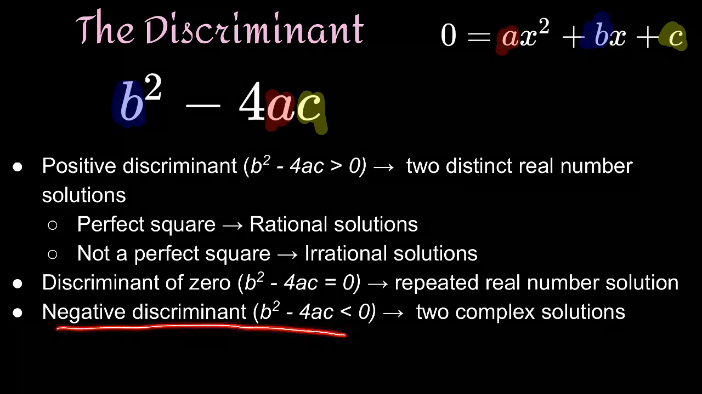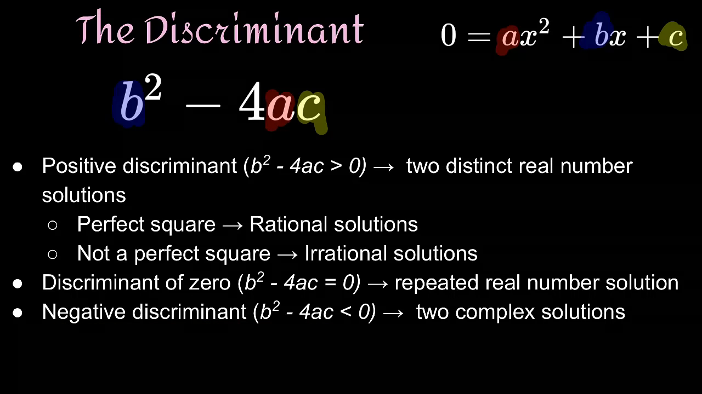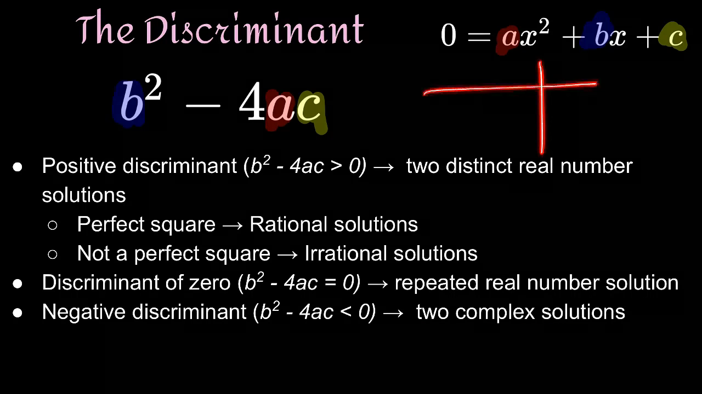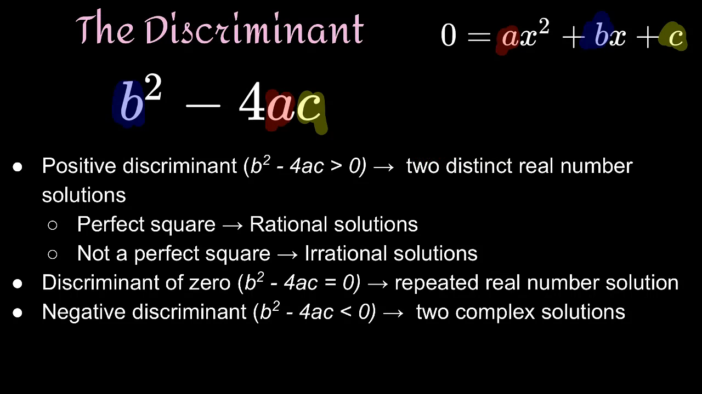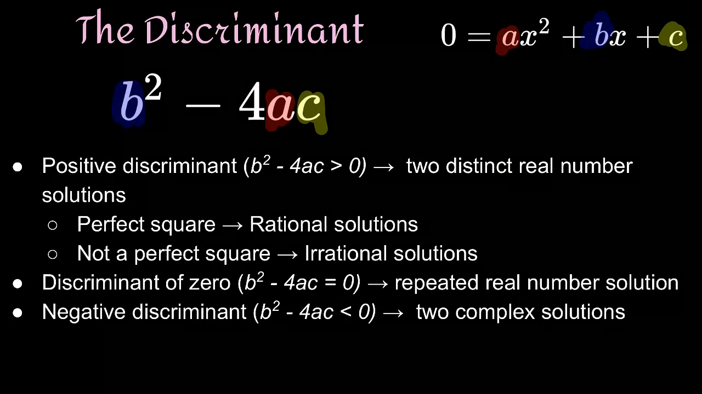And when we have a negative discriminant, that is b squared minus 4ac is less than 0, you will have two complex solutions. And in that situation, the graph will not touch the x-axis. So those are the three situations we have. Are there questions about those three situations that I can answer right now?